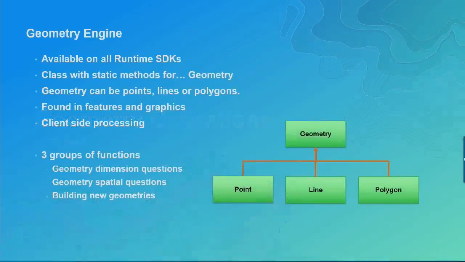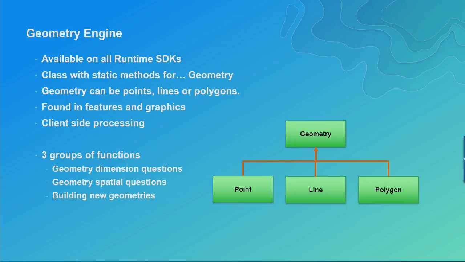Okay, so the geometry operations we're talking about here are all methods that are contained inside a class called the geometry engine. And it's available for all of the runtime SDKs, be it desktop or mobile platforms. The class contains lots of static methods for, well, as the name might suggest, geometry. So by geometry, we're talking here about points, lines, and polygons. And these are the geographic representation of the features you may have in a feature class, or the graphics that you may display as temporary information in your applications.